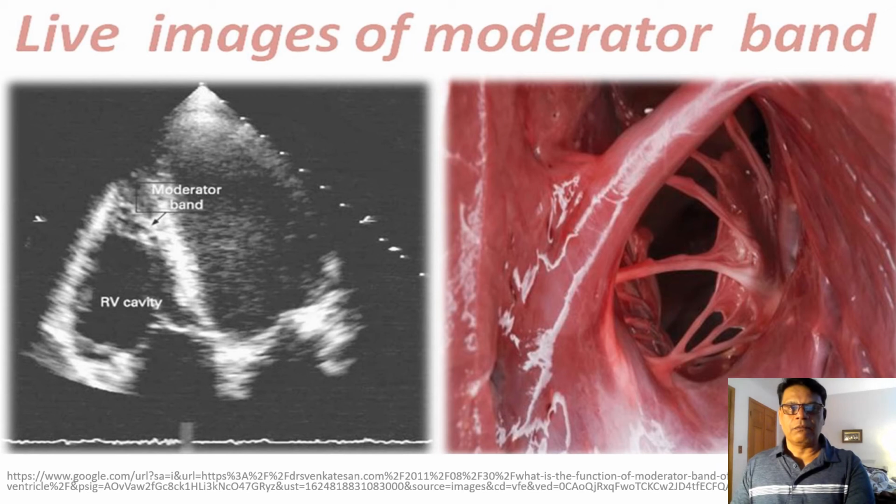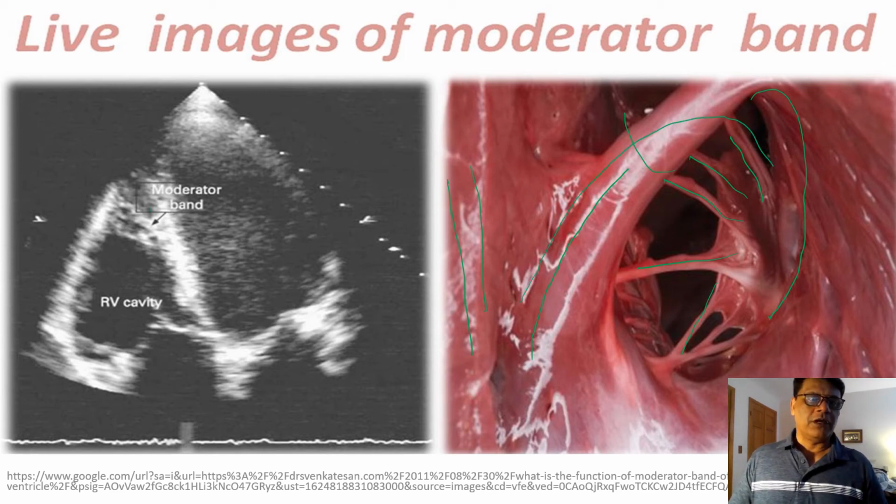So here is a moderator band, and this is the interventricular septum, and it is originating from interventricular septum and connecting the papillary muscles. And you see these are the strings of the papillary muscles that are further attached to the cusp of the valve. So it is like a bridge between interventricular septum and the papillary muscles. And in echocardiography, it is seen as a bright dot in the right ventricle, and it is a landmark to differentiate between right ventricle and left ventricle.